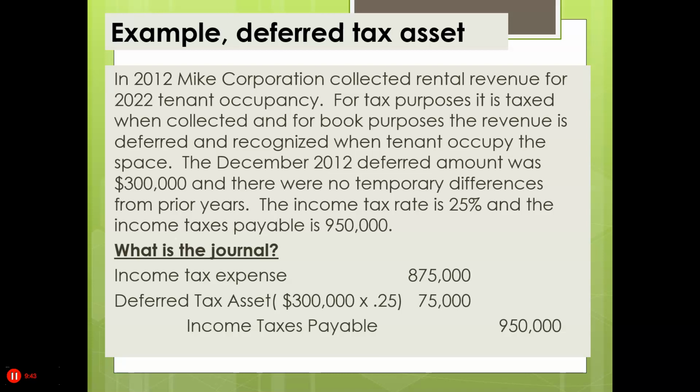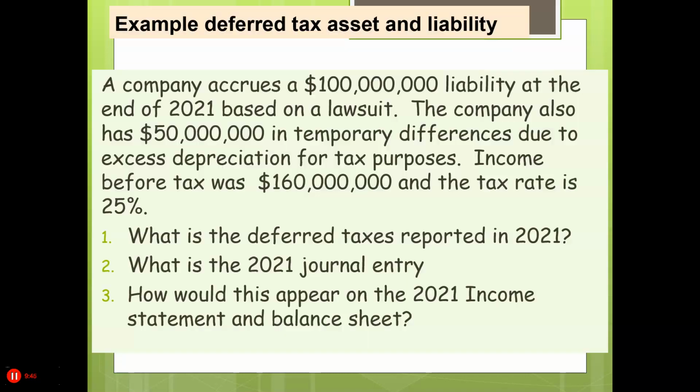Now let's take a look at another example. A company accrues a $100 million liability at the end of 2021 based on a lawsuit. The company also has $50,000 in temporary differences due to excessive depreciation for tax purposes. Income before tax is $160 million, and the tax rate is 25%. What are the deferred taxes reported in 2021? What is the 2021 journal entry? How would this appear on the 2021 income statement and balance sheet?